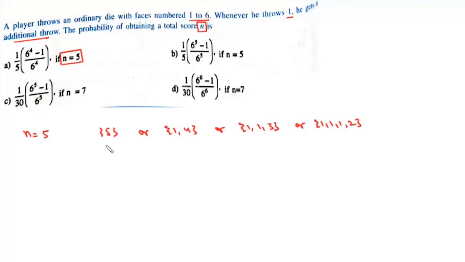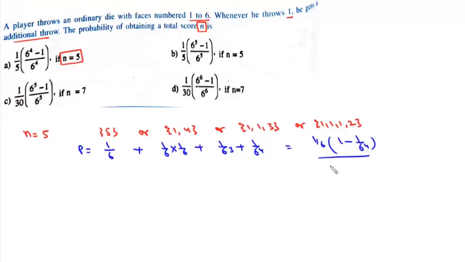Now the probability of throwing 5 is 1 by 6. Now this is 1 by 6 into 1 by 6. This is 1 by 6 cube, and this is 1 by 6 to the power 4. So that's the required probability now, which is 1 by 6, 1 minus 1 by 6 to the power 4, divided by 1 minus 1 by 6. Now this is 6 to the power 4 minus 1 upon 5 into 6 to the power 4. That means this option A is correct, and option B will be incorrect.